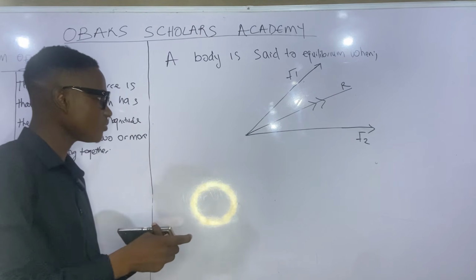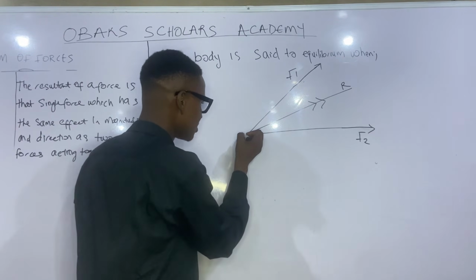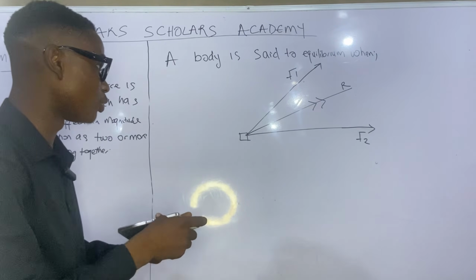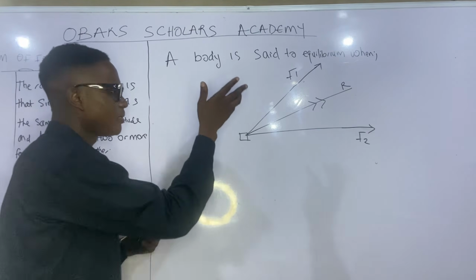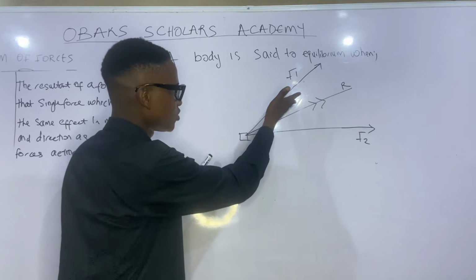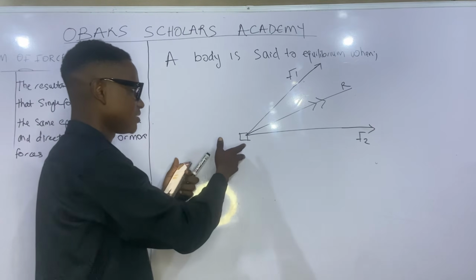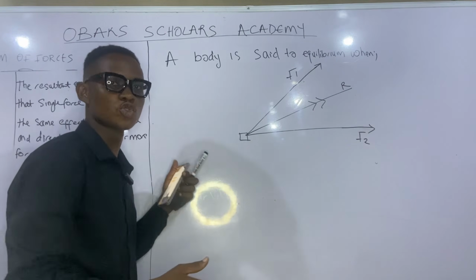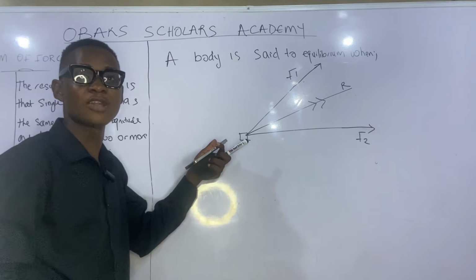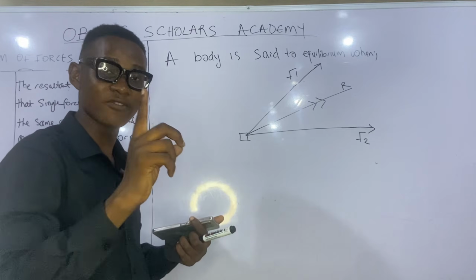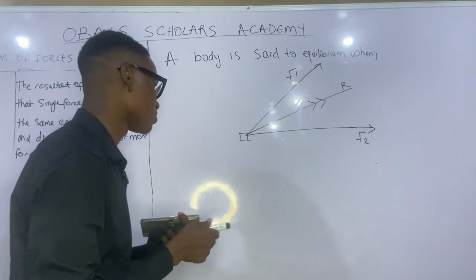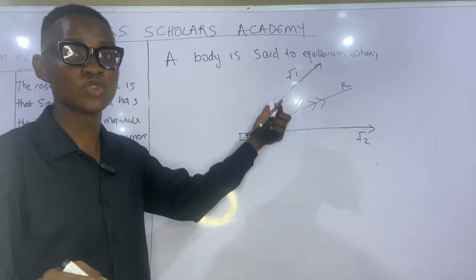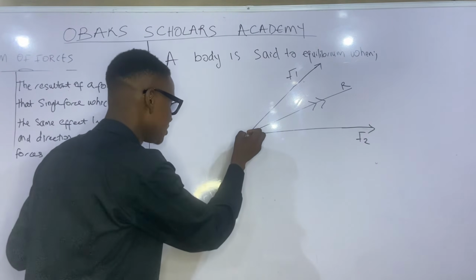So now, if this body, let's just draw a box here, is in equilibrium, that means this body is not moving. But this force is acting on this body, so literally this body will be moving in this direction. That shows you that this body cannot be in equilibrium. But we have one other force, which is called the equilibrant force. The equilibrant force is always in the opposite direction to the resultant force. So let's do it like this.